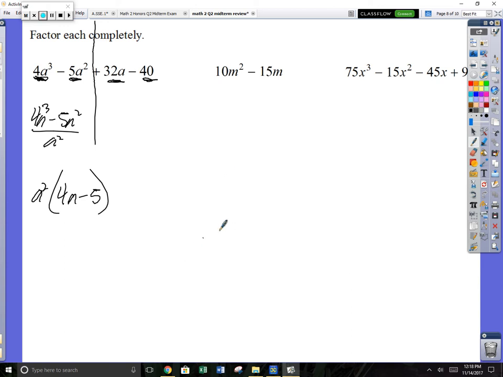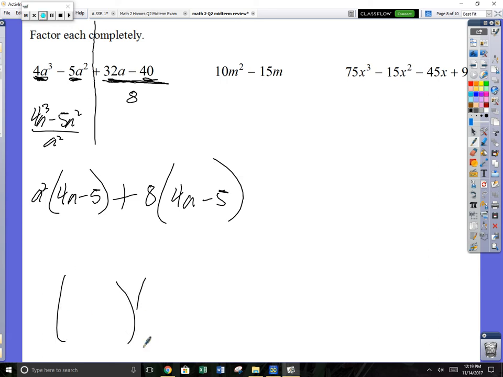So if you take an a squared out of each piece, it's going to be a squared times 4a minus 5. Okay, now group 2, 32a minus 40. Divide both of these by 8. So between group 1 and group 2 is just a big plus. If you divide both these by 8, it's going to be 8 times the leftovers. 32 divided by 8, that's 4a. Minus 40 divided by 8 is minus 5.